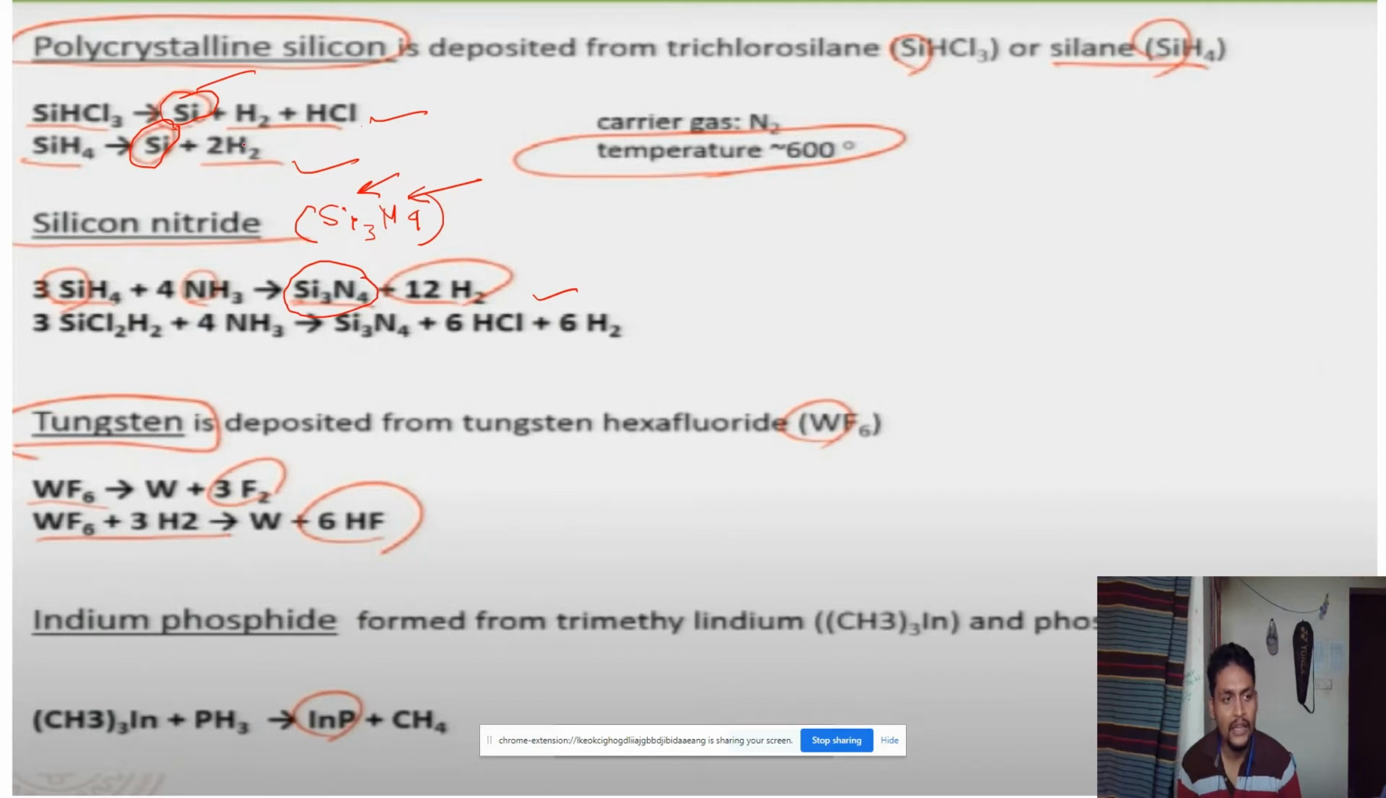And just see this, in every case the side products are gaseous, which can come out with the help of the carrier gas, right? So this is also a kind of deposition. Tungsten also, indium phosphide also, take help from some chemical reaction. Actually, we are getting nice vapor deposition of that. So what are the options?